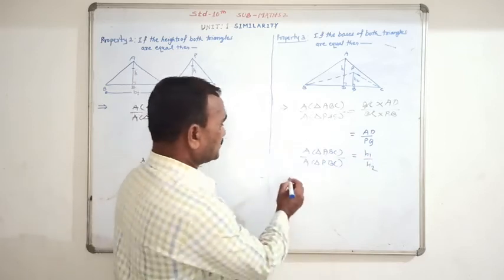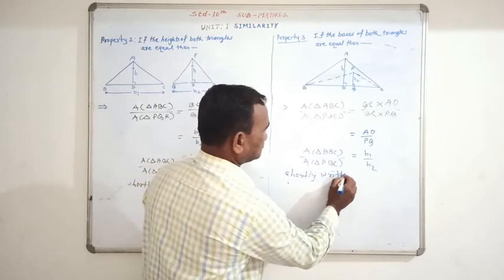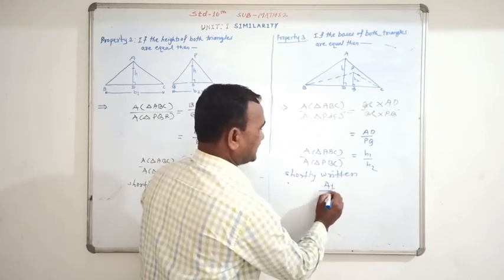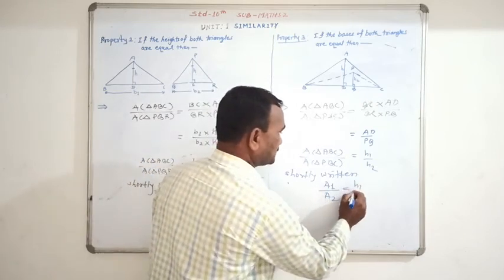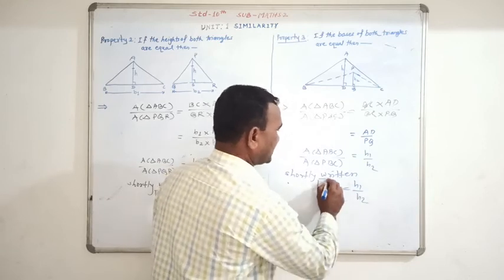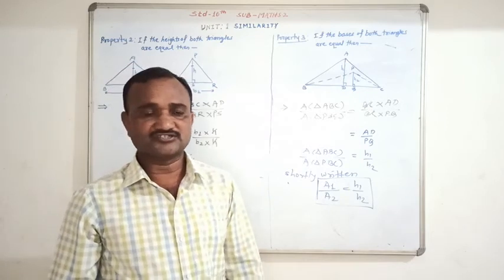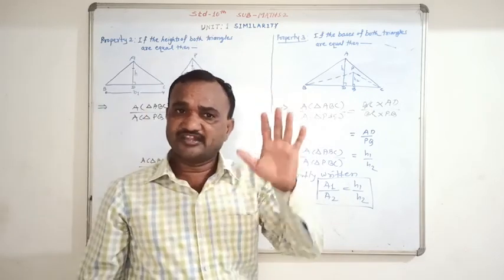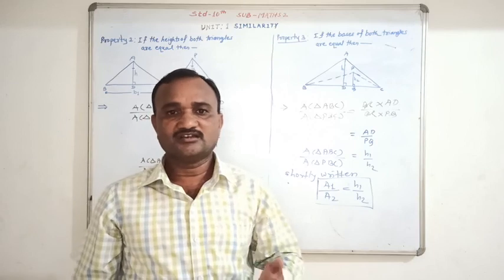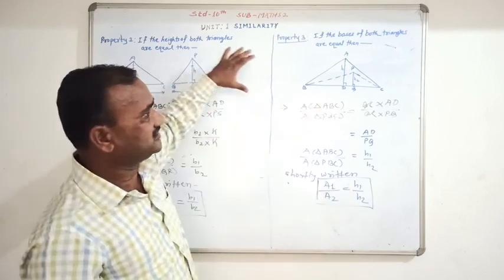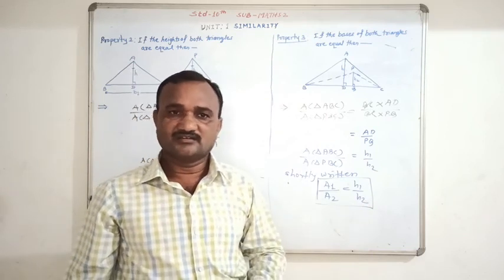So this property is shortly written as A1, area of first triangle, divided by area of second triangle, A2, is equal to H1 divided by H2. These are the second and third properties we have proved by using the first property of ratio of areas of two triangles. These three very important properties of ratio of areas of two triangles we have to use to study the similarity of two triangles. By using these three properties we have to solve practice set 1.1. Next video we can see there.